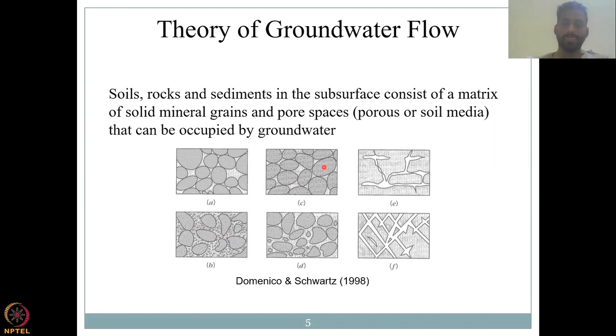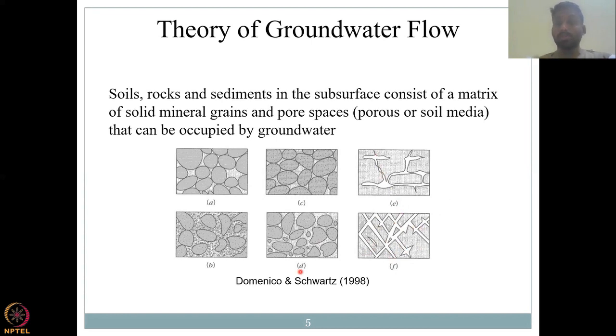Moving on, D is nothing else but the same arrangement, but with more finer particles in between, thereby taking most of the space. E and F are fractured systems where you have a fracture in the rock and water can get in. And F has a higher density of fractures. More importantly, they are connected. You can see it's well connected so that water, if it enters one part, can actually move through and come out in the other region.